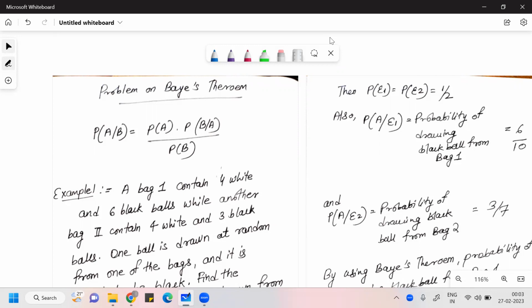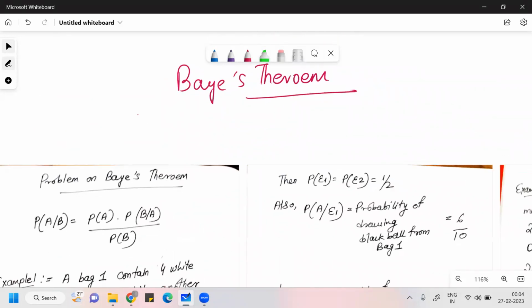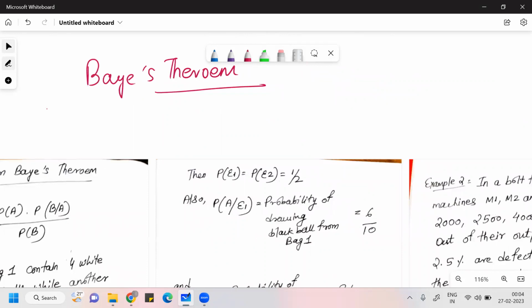In this class, we'll discuss problems on Bayes theorem. Bayes theorem is basically a concept of inverse conditional probability. You know about conditional probability. When we talk about conditional probability, we represent the probability of A given B, that is, the probability that event A will happen, knowing that B has already happened. We represent this with the formula: probability of A intersection B by probability of B.